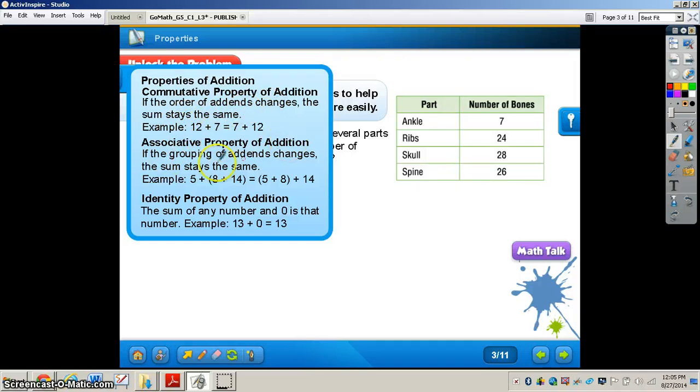The associative property of addition: if the grouping of addends changes, the sum will stay the same as well. So if I add 8 and 14 together first, giving me 22, and then I add it to 5, that's going to give me 27. If I add 5 and 14 first, it will give me 19, plus 8 will also give me 27. Now, identity property of addition: the sum of any number and 0 is that number. For example, 13 plus 0 equals 13. Okay, 8 plus 0 equals 8. The sum of any number and 0 is always that number.